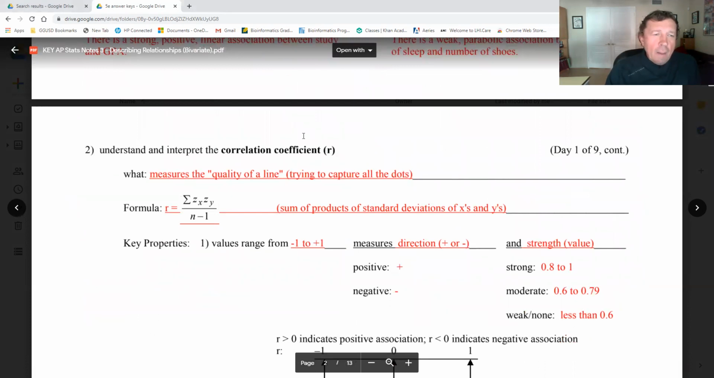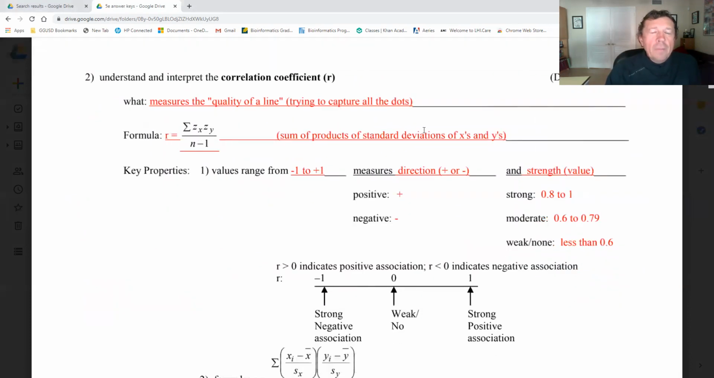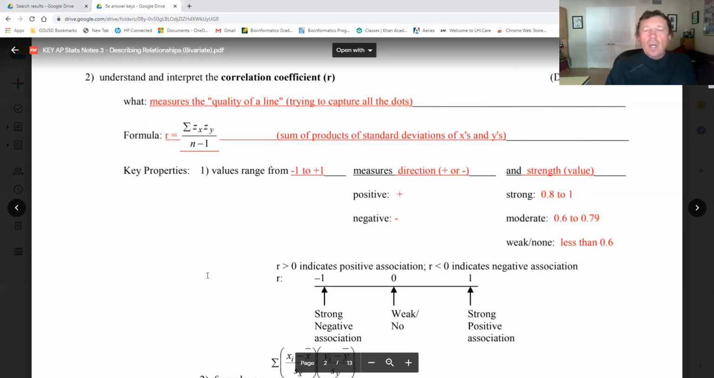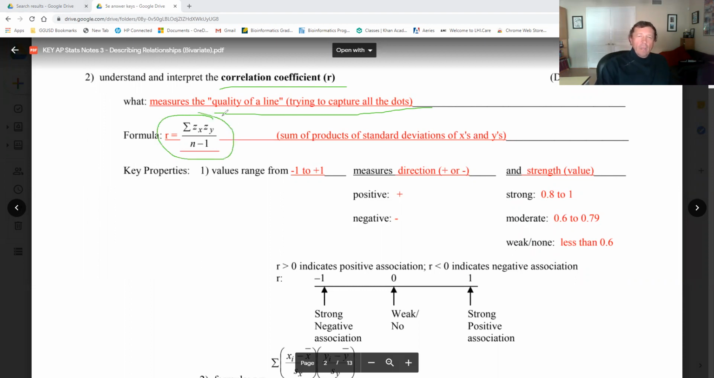All right, slide down here. Let's now talk about the correlation coefficient, or R. This is really cool. R measures the quality of the line. And check this out, it's a crazy formula. It's actually the sum of the products of the z-scores of x and the z-scores of y, divided by n minus 1. It is crazy. You will never use this formula, ever. But in theory, it's the sum of the products of the standard deviations.